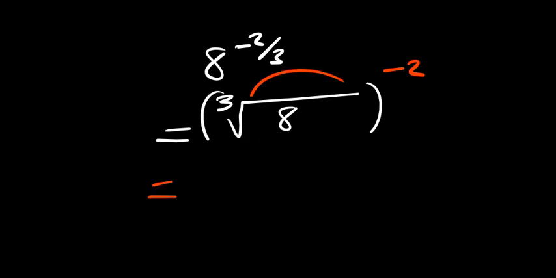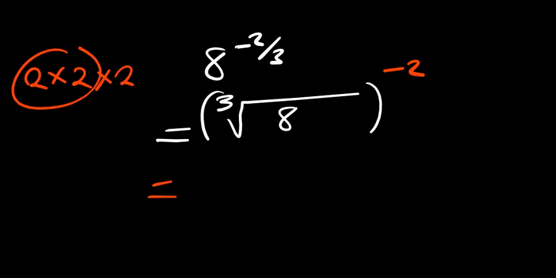Then let's solve what is in the bracket. What is in the bracket? We're finding the cube root of 8. A number that I'm going to multiply 3 times by itself to give me an 8. So 2 multiplied by 2 multiplied by 2 will give me an 8, because 2 multiplied by 2 is a 4. A 4 multiplied by 2 gives me an 8.